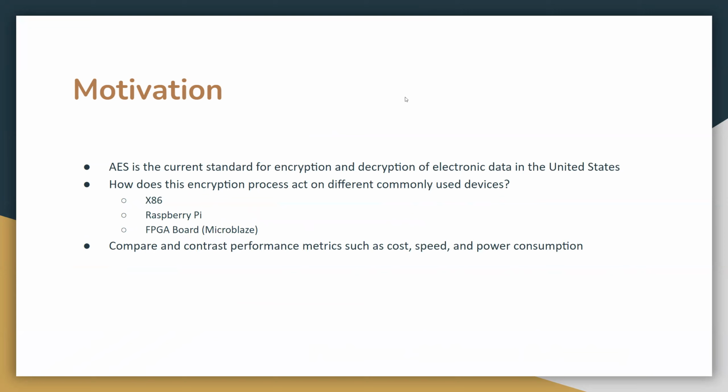The motivation for this project is that AES is the current standard for encryption and decryption in the United States, so it's very widely used. We want to look at how this encrypting process differs over multiple platforms that are also commonly used, like x86 personal computing devices, the Raspberry Pi, and the Nexys A7 FPGA board. We're going to be comparing and contrasting a few different performance metrics, including the cost of running AES, the speed on each device, and the power consumption to run the process.